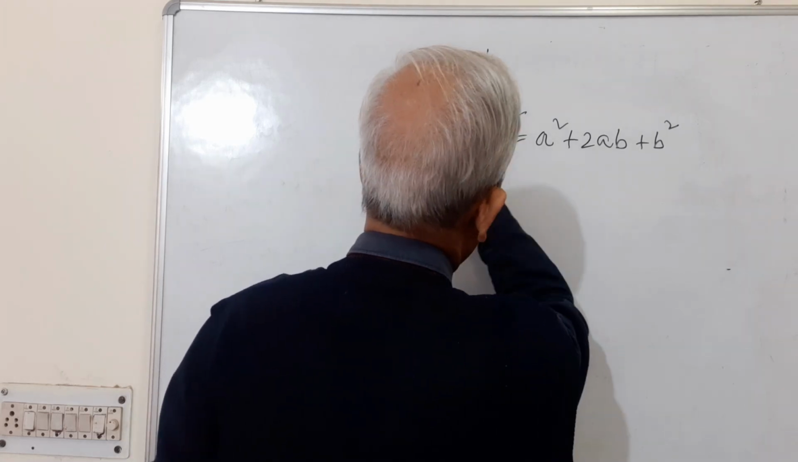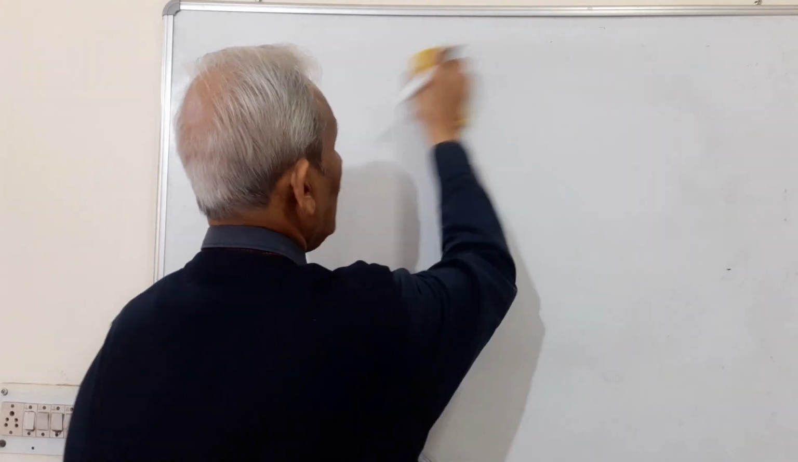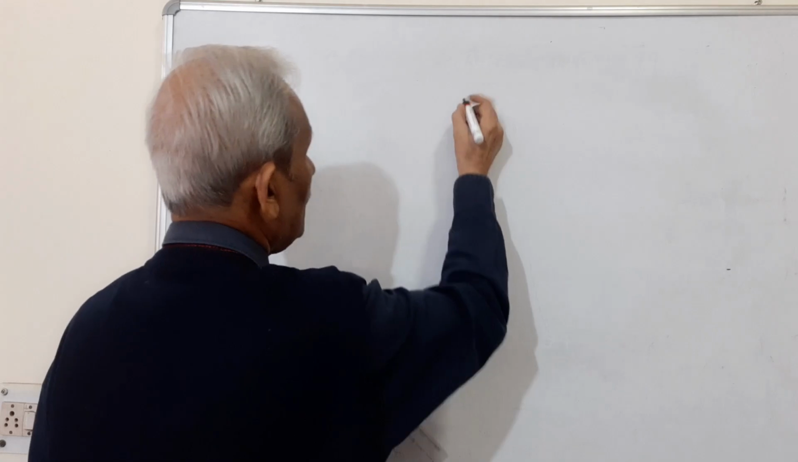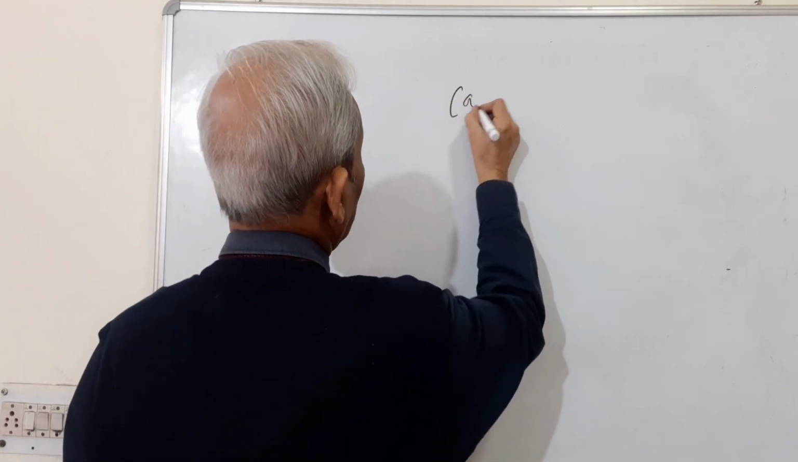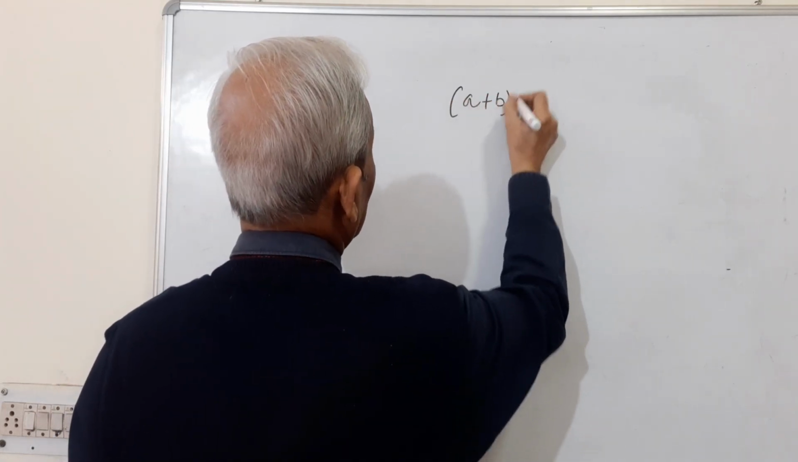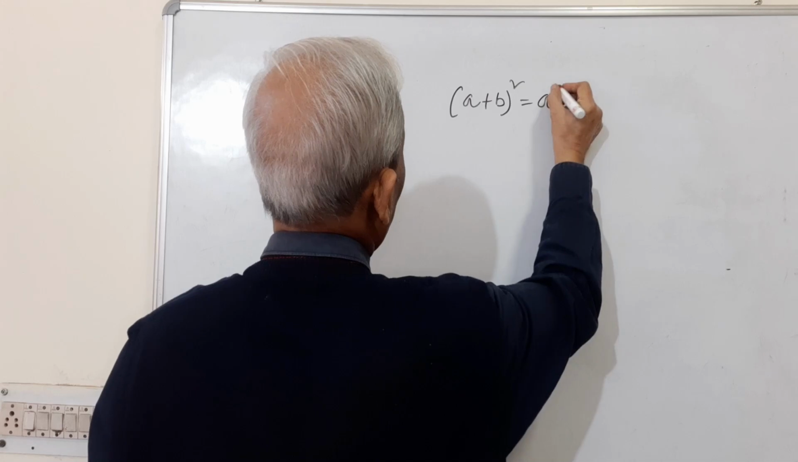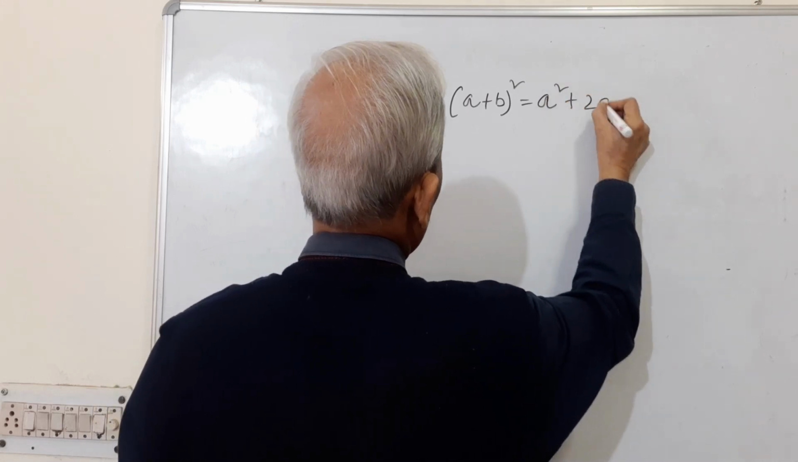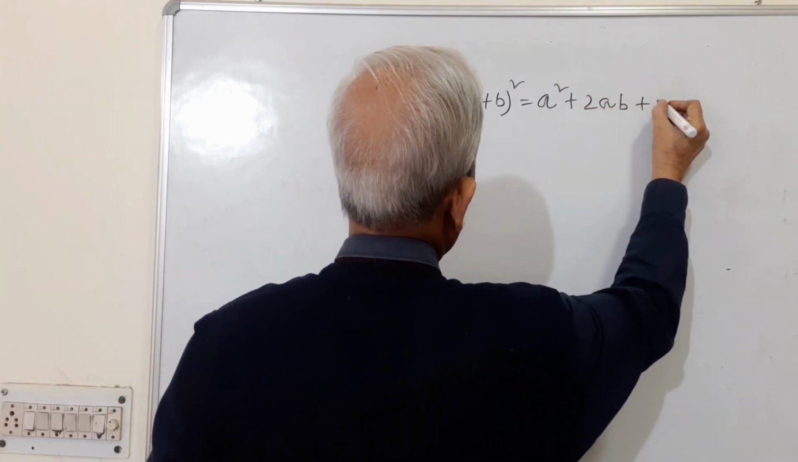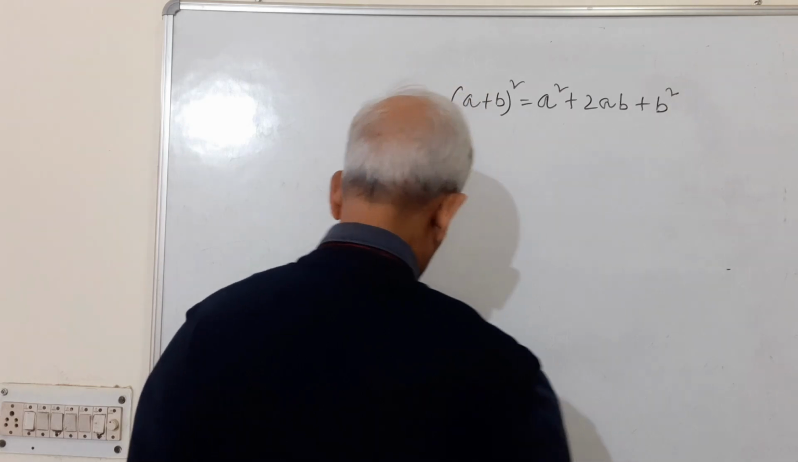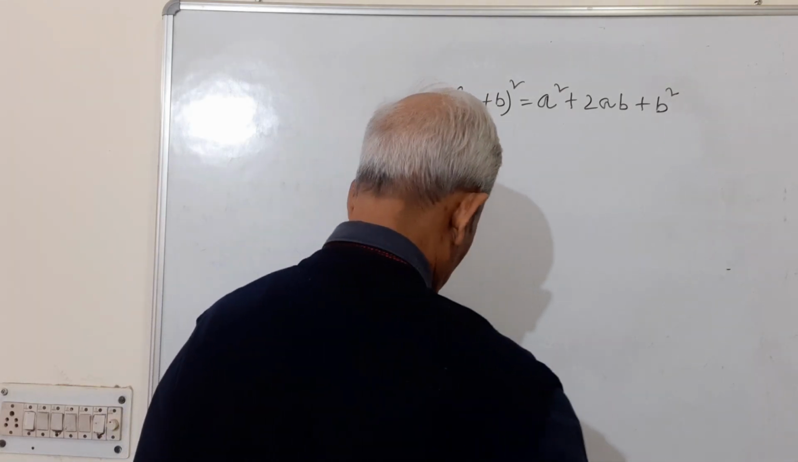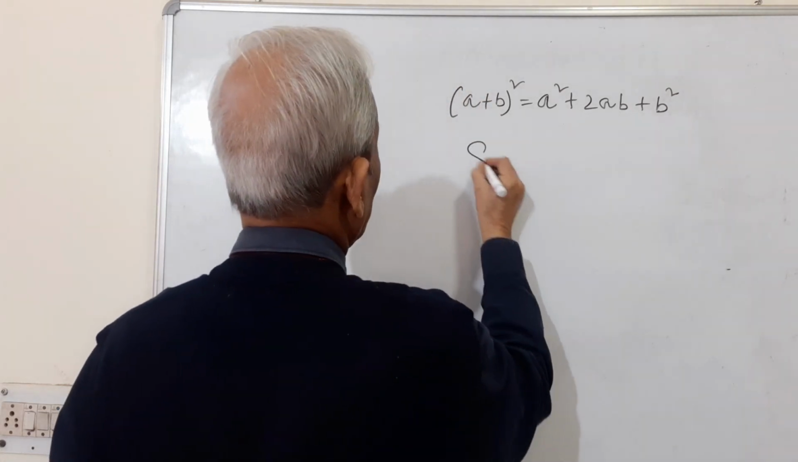Well, let us see the next problem. I'll write the formula here because if you forget it: a plus b whole square is equal to a square plus 2ab plus b square. Well, let me take the next question. 89 square.